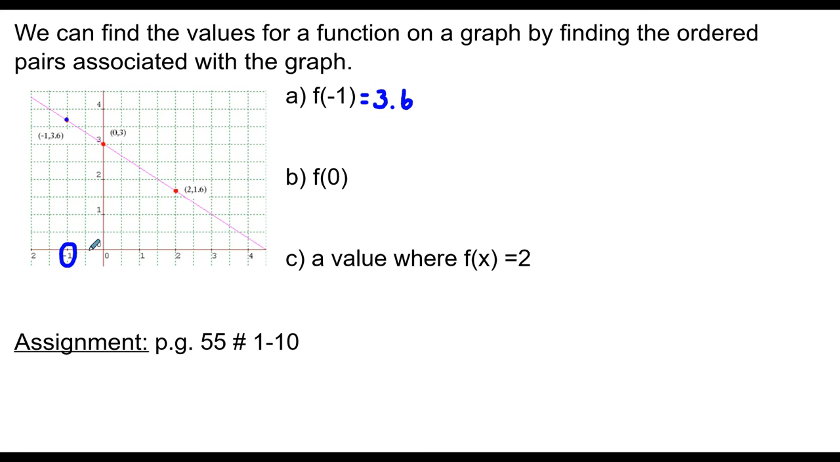Similarly, for f at 0, I'm going to follow this line at 0 up to where it crosses my graph, which is right here. My y value is 3, so f at 0 is equal to 3. The other thing that we can be asked for is where f of x is equal to 2. So that's really asking us where our y value is equal to 2. So I'm going to go to 2 on my y value, and I'm going to go across this line and say, oh, right here is where it's equal to 2, and if I go down, this position on my x-axis is equal to 1.5. So f of x is equal to 2 when x is equal to 1.5.